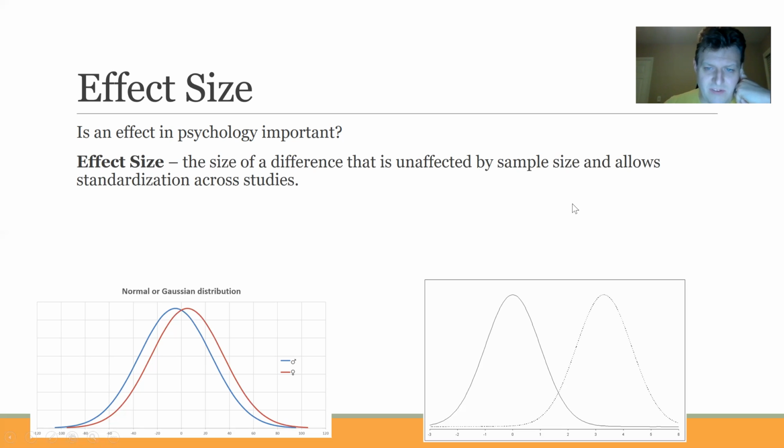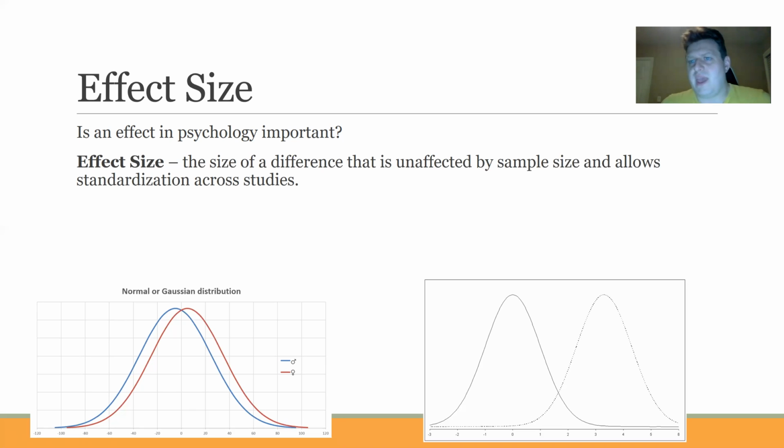When we talked about null hypothesis significance testing, we mentioned that if we have enough subjects, any difference will be statistically significant. We can eventually get that p-value very, very low. We can eventually reject the null hypothesis. With enough subjects, we can find that any effect is statistically significant.